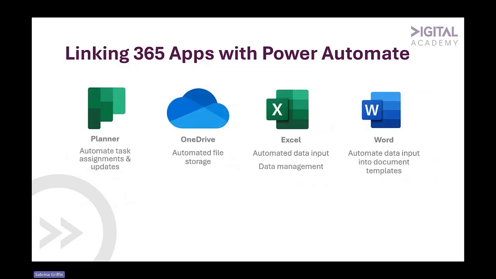Microsoft Planner, which you may have used. If you haven't, it's a 365 app that allows you to create plans, and you can create tasks within those plans. You can assign tasks to people. You can go in and make notes, update the status of the task that you've been assigned. So we can link that with Power Automate as well. OneDrive, again, so relating to file storage and management.